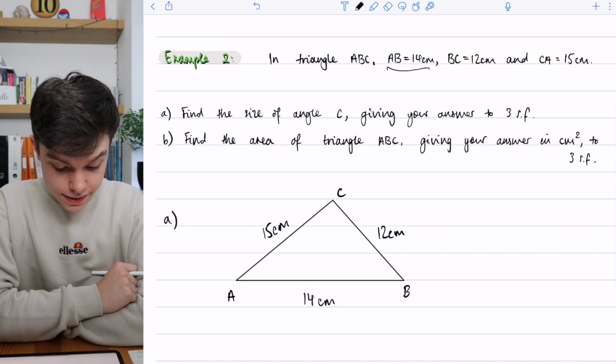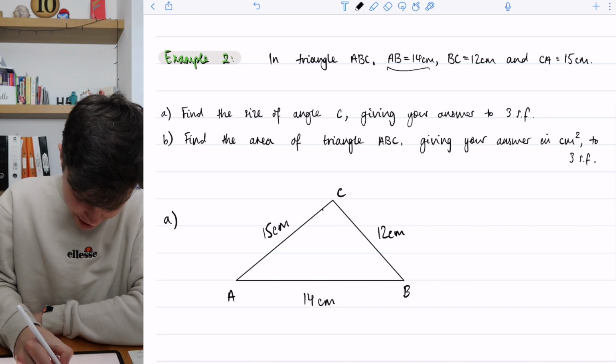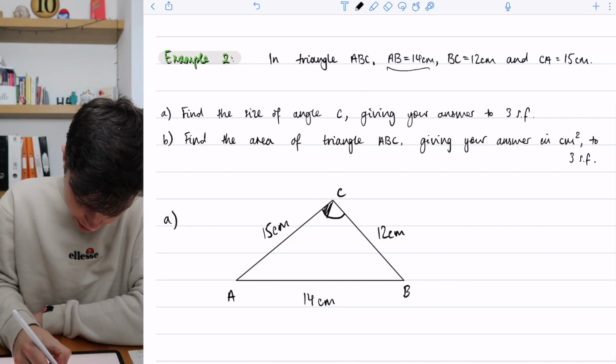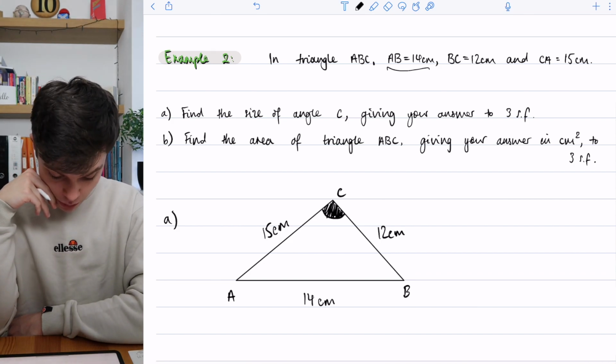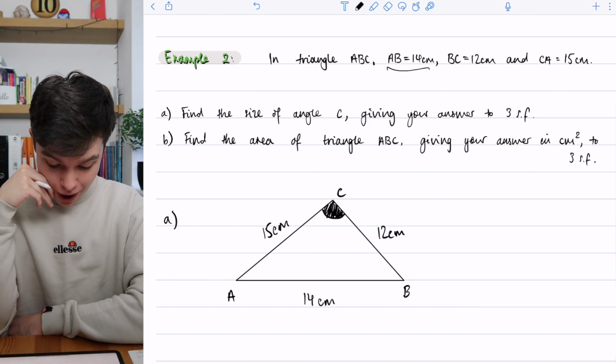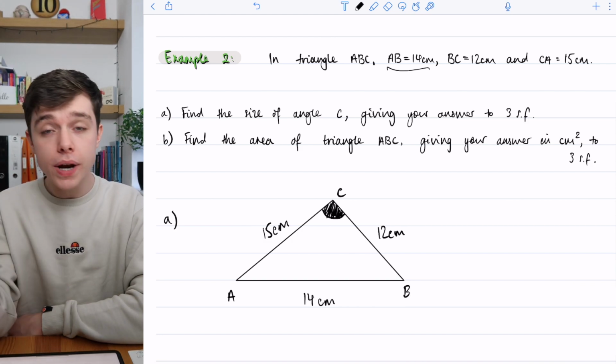So we want to find the size of angle C. Angle C is this angle here. We want to work out the size of that black angle there. So how can we do this? Well, I have all three sides. That's the only information that we are given about this triangle.